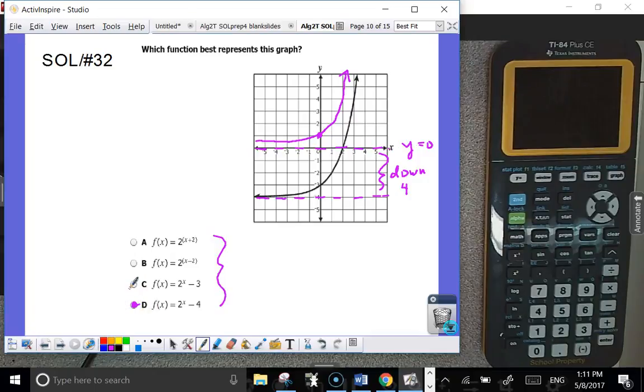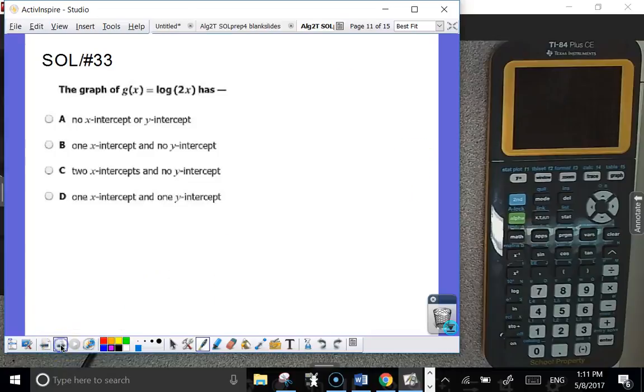The D. You see, they tried to trick you with the 2 to the x minus 3. Okay, next. All right, the 33. The graph of this function has, and they want to know how many x-intercepts and how many y-intercepts.